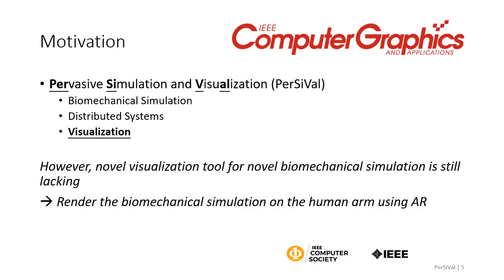While these advancements have opened the door of biomechanical simulation to a broader audience, the users, especially the non-experts, may lack the domain-specific expertise necessary to effectively interpret and understand the biomechanical visualizations. To address this, we propose to render the arm muscle simulation directly on the arm using augmented reality, that is, leveraging the spatial alignment to foster a more immersive and engaging learning experience.